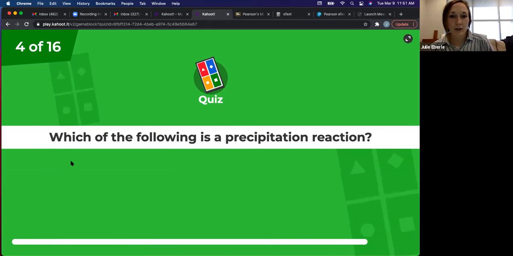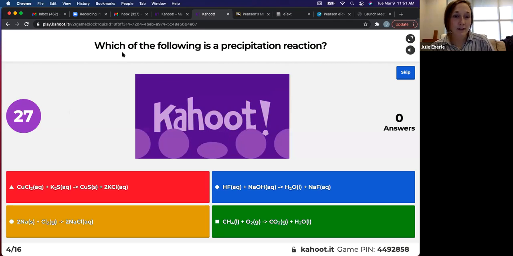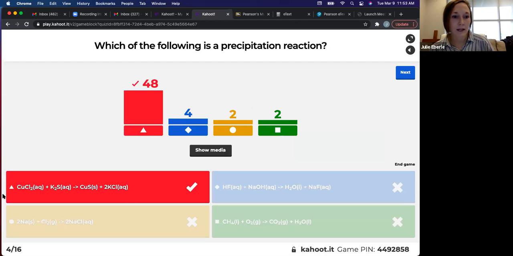Which of the following is a precipitation reaction? You only have 30 seconds here. I give you the abbreviations like aq and s, so that should make it really simple to identify. Seven, 6, 5, 4, 3. All right, landslide, everybody said number 1. That's right. CuS forms a solid, which means it's a precipitate. None of the other reactions had a solid on the product side.